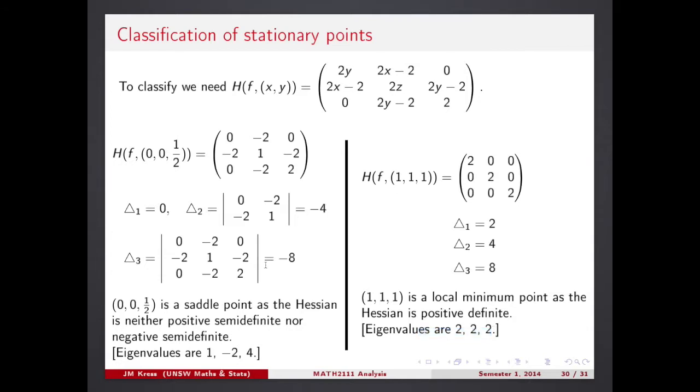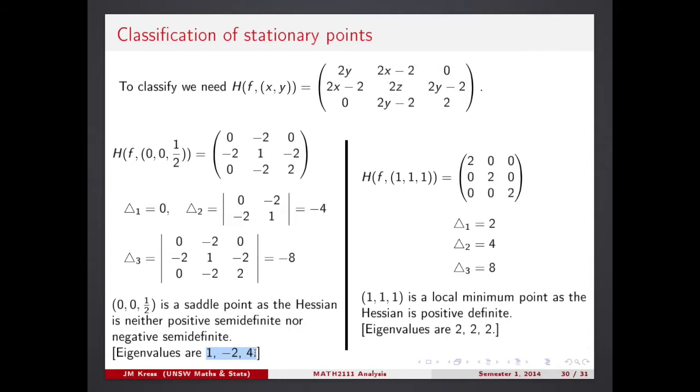Now here, let's just look at this one. The first determinant is 0, then -4 and -8. We no longer have all positive. We no longer have sign alternation. So it's clearly neither a local min nor a local max. Yet the slide claims it's a saddle point. Well, I suspect it claims that because of this. Yeah, that's what I was telling you.